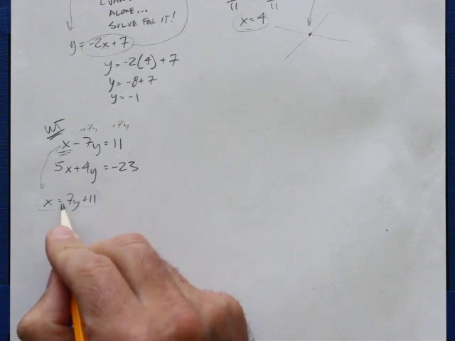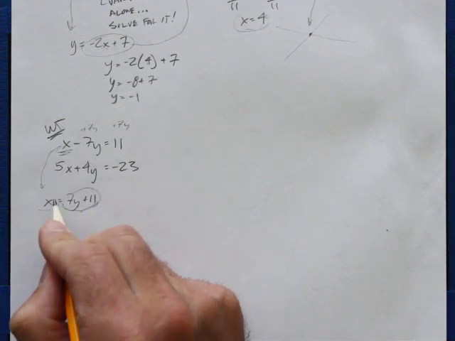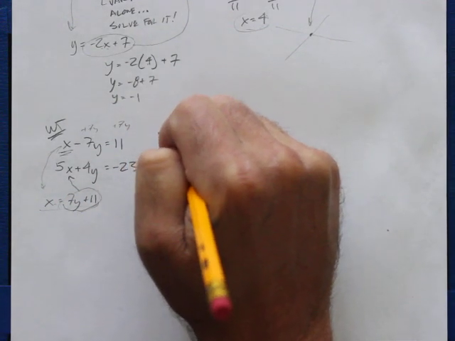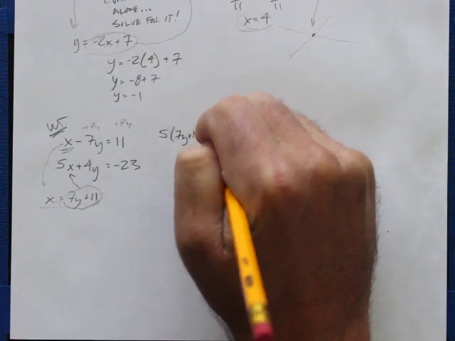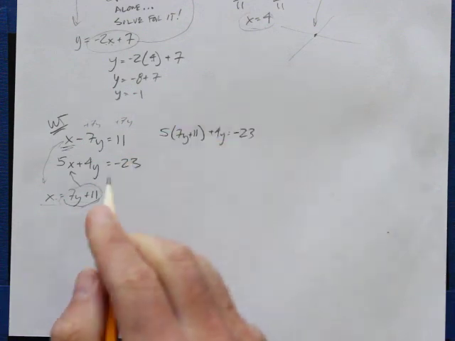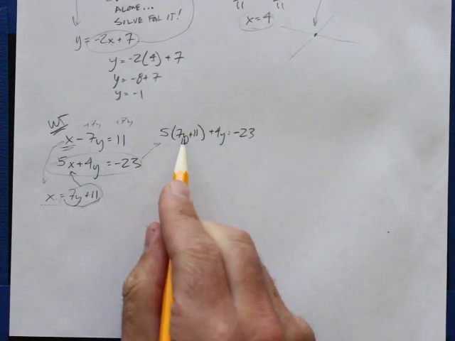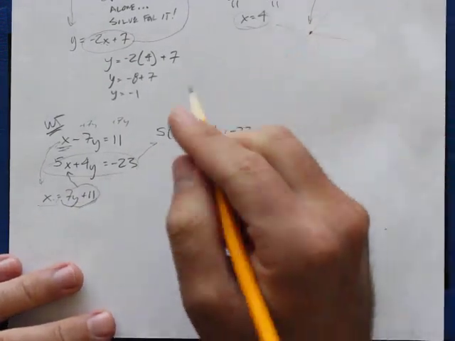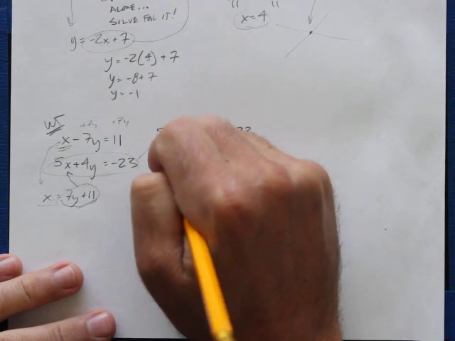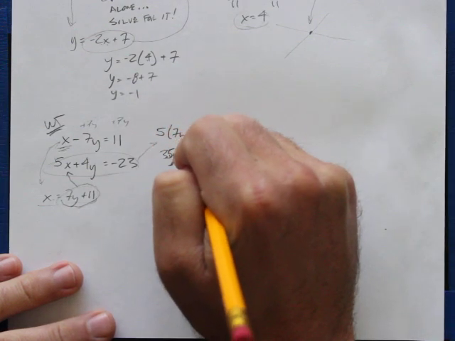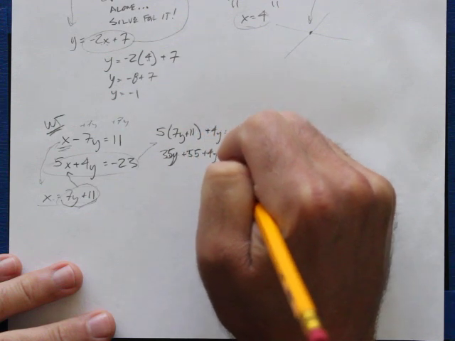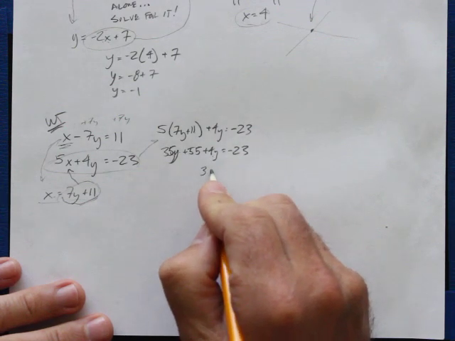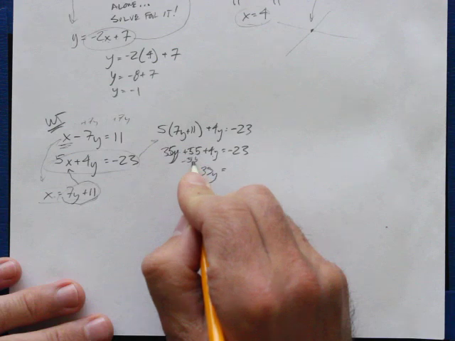And so now I take this, x equals 7y plus 11, which is what x equals, plug it in here for x. So I've got 5 times 7y plus 11 plus 4y equals negative 23. So I've just taken this equation, rewritten it here with this x value, which is 7y plus 11. Distribute this: 35y plus 55 plus 4y equals negative 23. Combine like terms here, so I've got 39y equals, I'm going to subtract 55 from both sides.